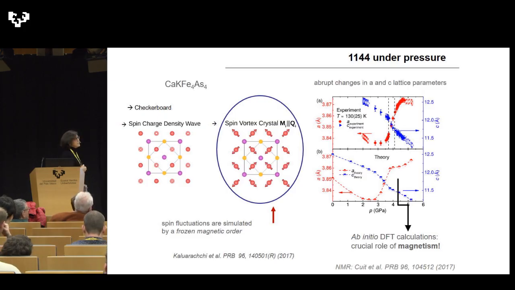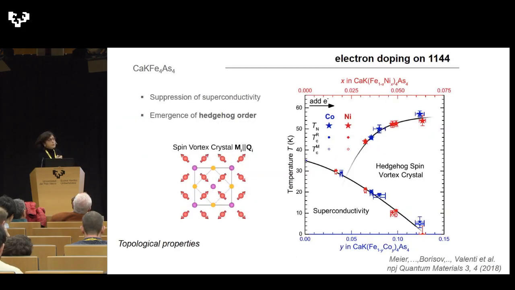And I remember that we told Paul, look, we have to introduce this type of order, so that means the system should have this type of spin fluctuations. And in fact, later on, with NMR, they could see these spin fluctuations. And moreover, by electron doping the system, they could even realize the state. So if you electron dope this system, then the state becomes stable, and you get this type of spin vortex crystal, which has very interesting topological properties. But let me go back now to what is happening.